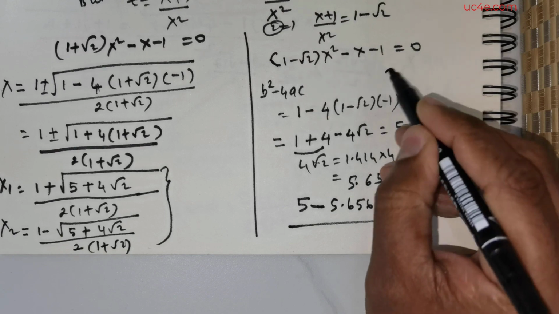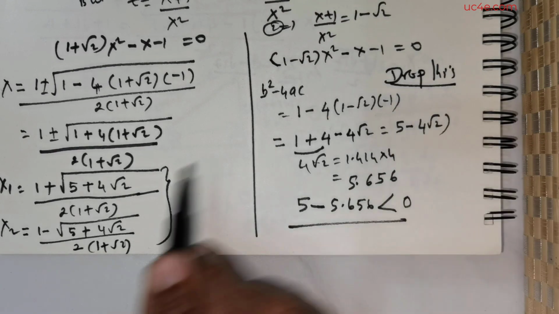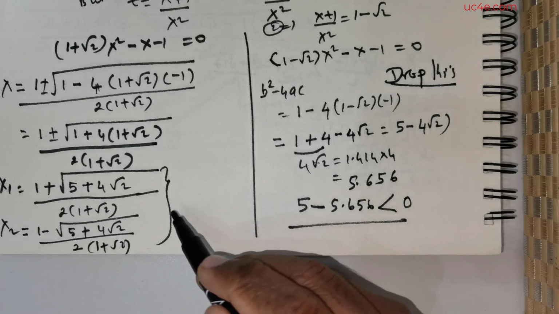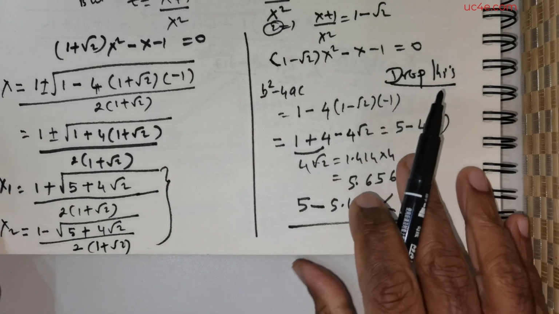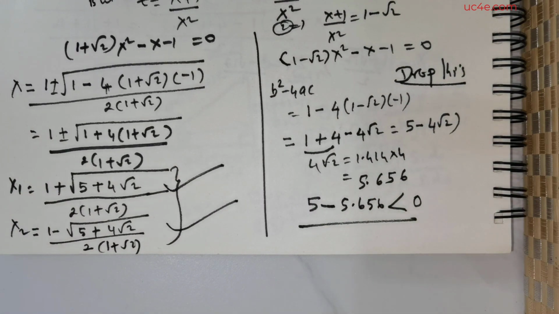So this has to be dropped, right? Because we are only interested in solving the system for real values of x. So the roots are present over here, x1 and x2, and that is the end of this particular question. Thank you everybody.